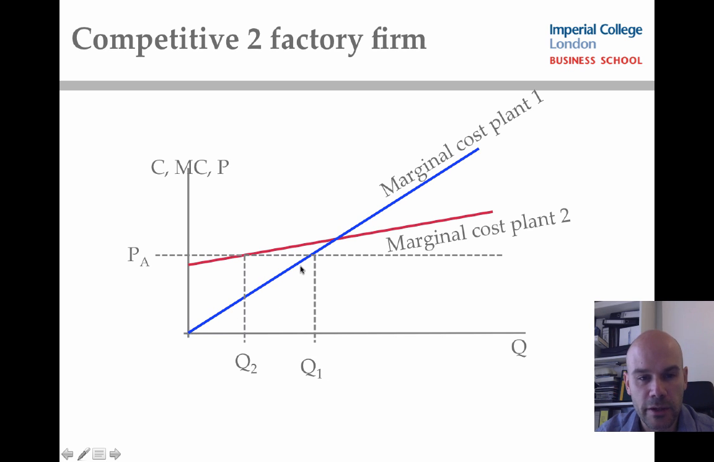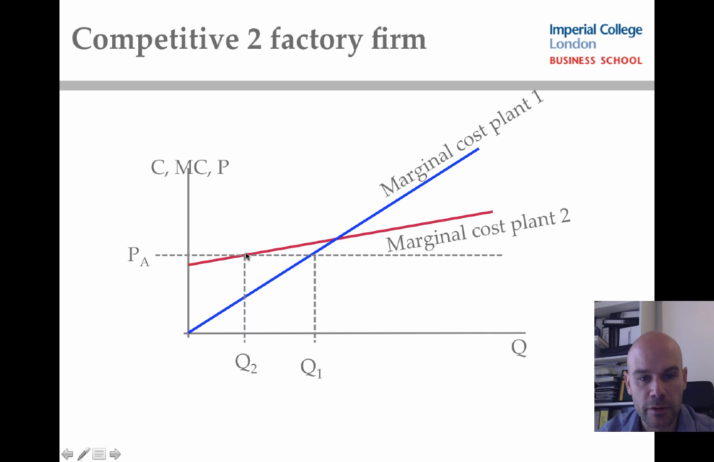Again, we use the diagram where we start both lines on the left hand side, here plant 1, plant 2, and let's say the price is here at the level of PA. Since this level of PA is higher than the intercept here, we produce output in both plants. If the price was lower, below the intercept, then we would only produce output in plant 1. And when we produce output in both plants as here, then the marginal costs here have to be equal.